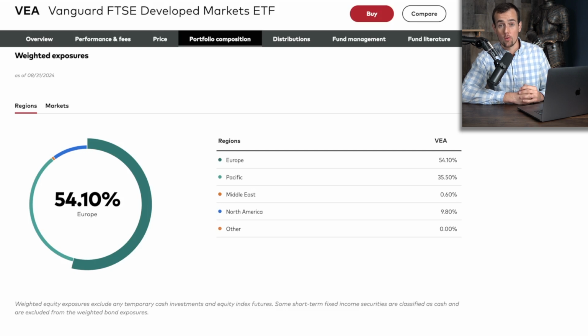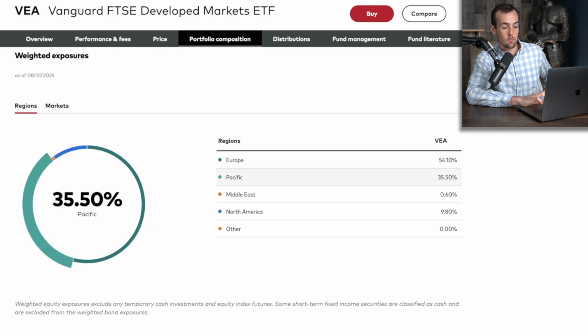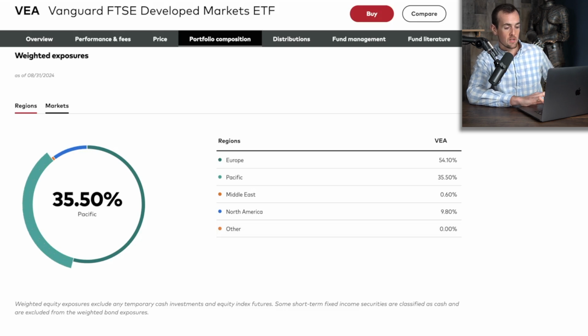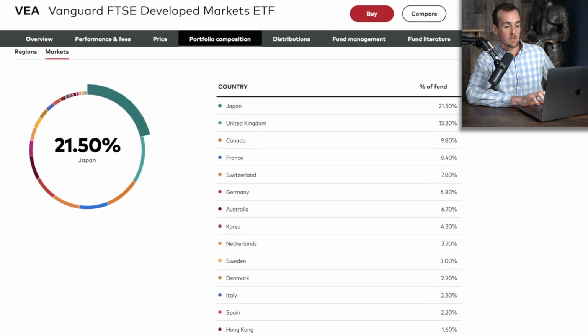Taking a look here at the overall exposure, this shows us what regions make up the largest portion. So in this case, 54% of your money is invested in Europe, 35.5% is invested in the Pacific region. The next largest category here is North America, most likely Canada being picked up there. And then you have the Middle East representing 0.6%, and the other category probably representing a smidge, but not a measurable amount.